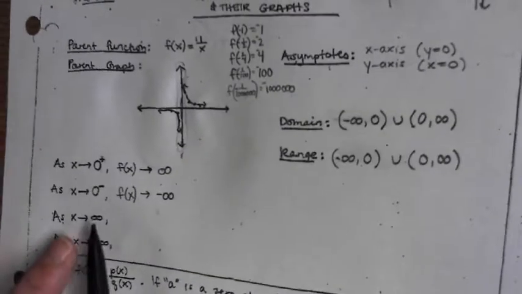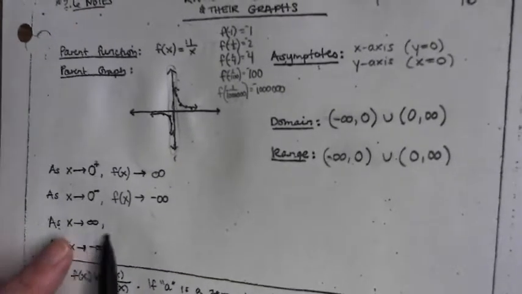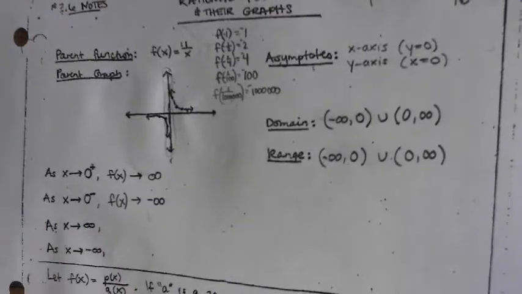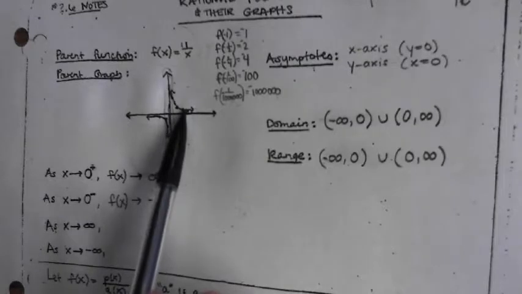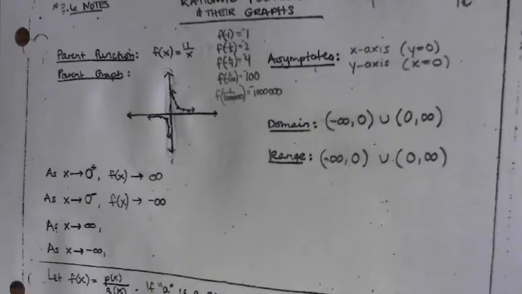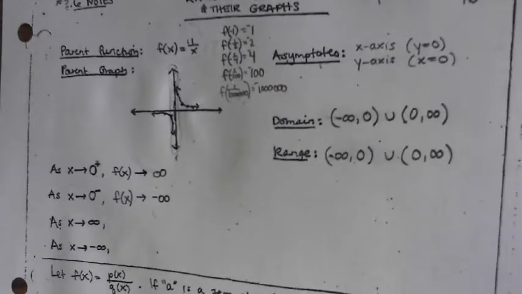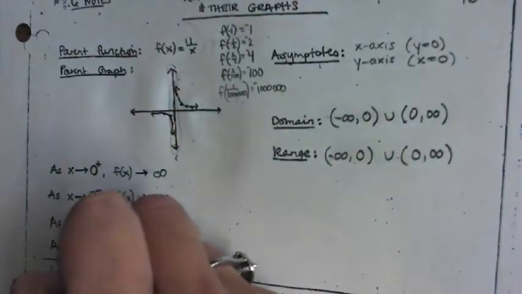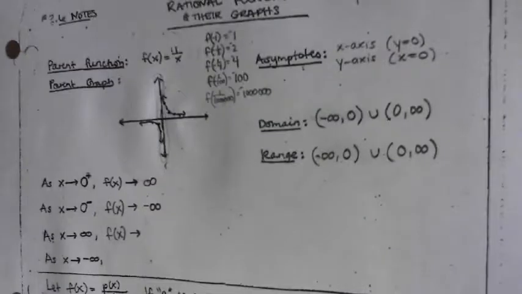Now, on the other end of things, we're not approaching a vertical asymptote here, we're approaching the infinities. What happens as my x coordinate is approaching infinity? What's happening to my y coordinate? What's it getting closer and closer to? Mackenzie. 0.